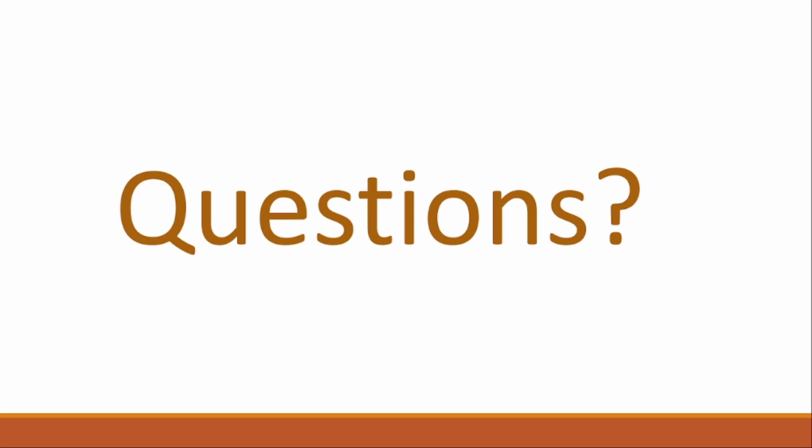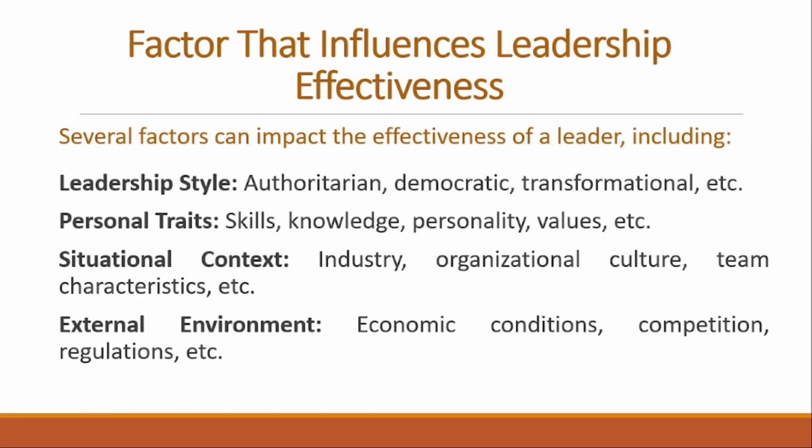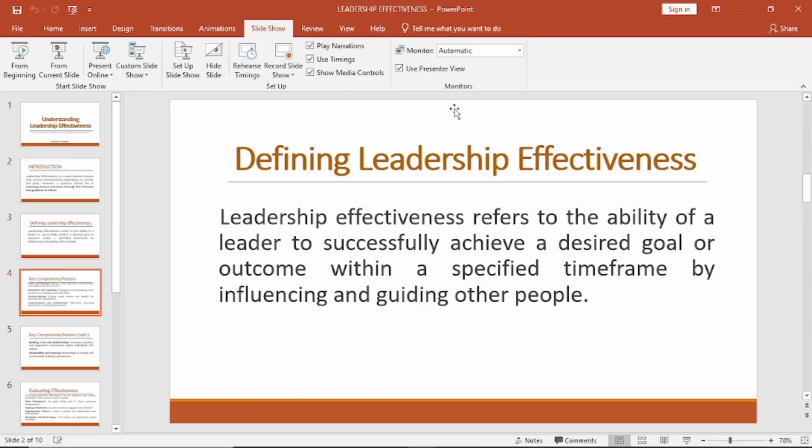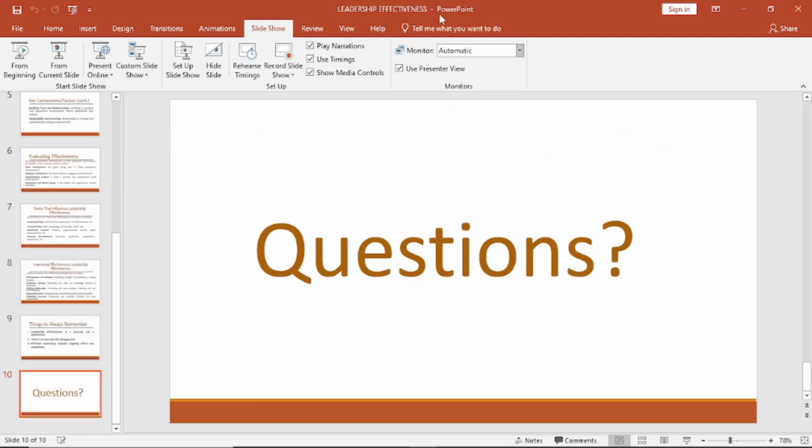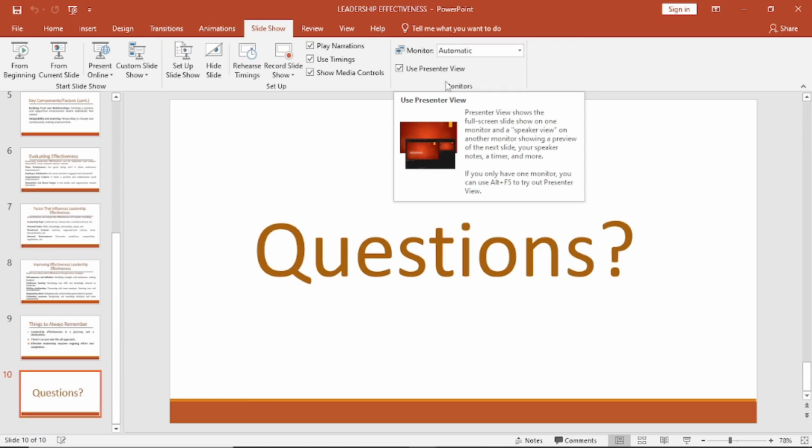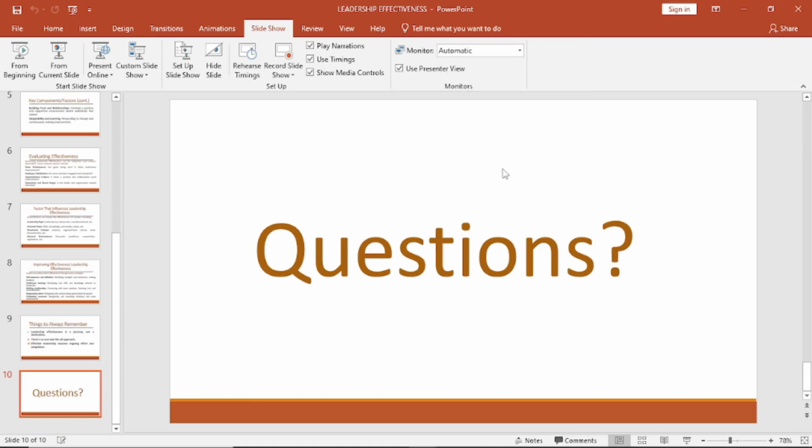Now, I'd like to ask a question. Number one is, give me different ways leadership effectiveness can be improved. Give me four ways leadership effectiveness can be improved.